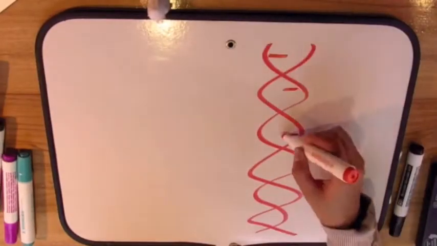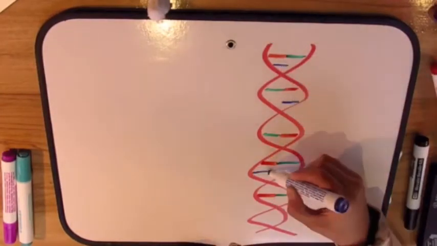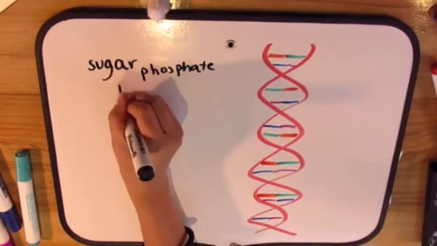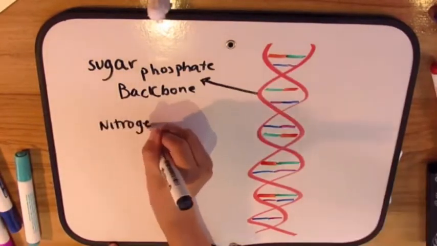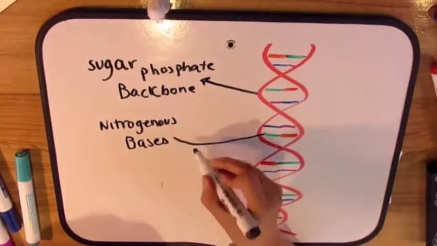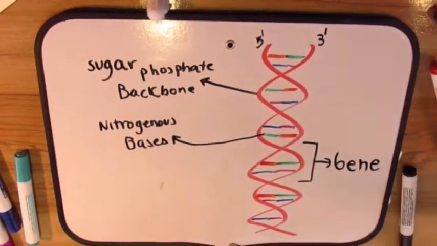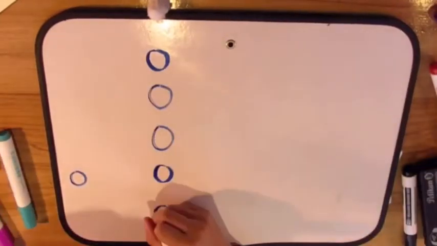So the structure goes like this. The two red parts of the DNA, which are twisted, are the sugar-phosphate backbones. Then, there are the nitrogenous bases, which are the little colored sticks. Finally, there's the gene, which is a complete twist of the helix. This is assuming how the molecule actually looks.